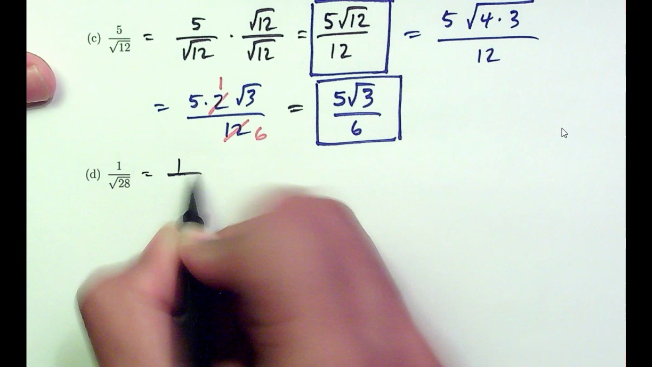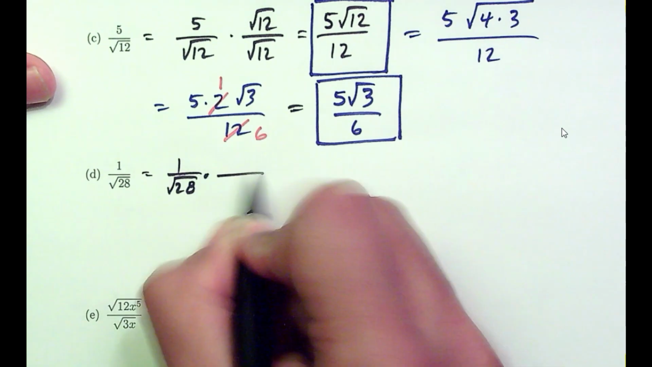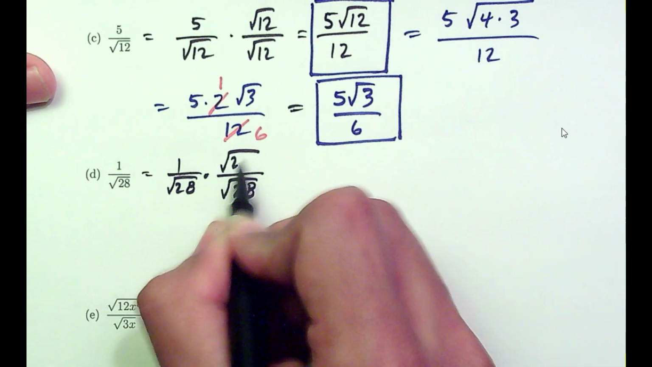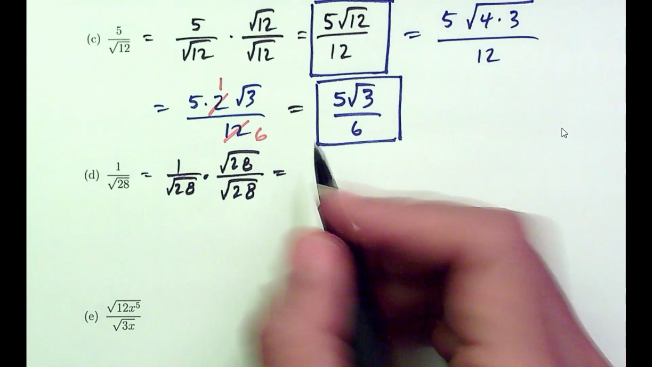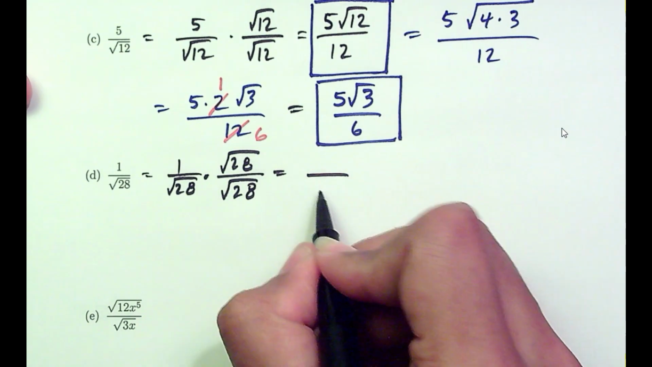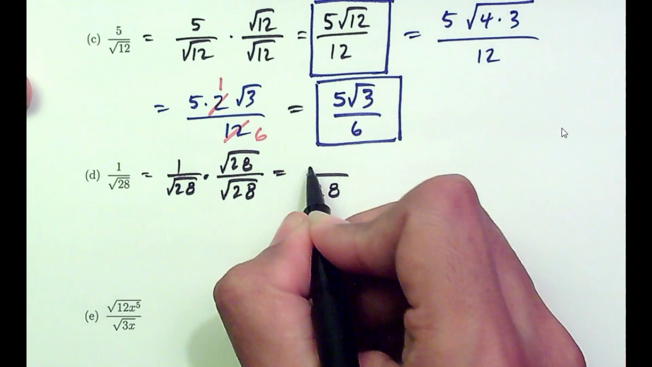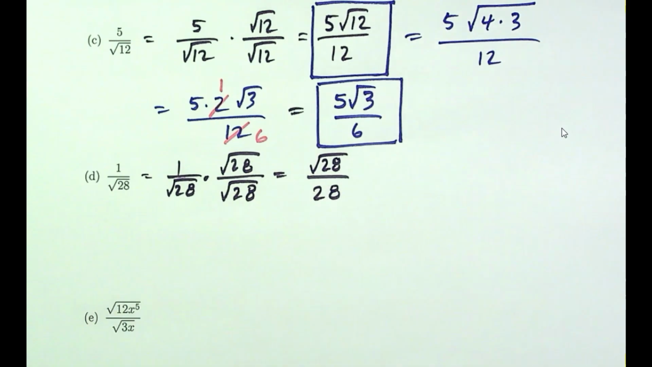Start by writing the fraction, and then you multiply top and bottom by the square root that I see there: square root of 28 times square root of 28, both top and bottom. Multiplying across, on the bottom I'm just going to get 28, and on the top you get square root of 28. Now that is correct, but it is not simplified.